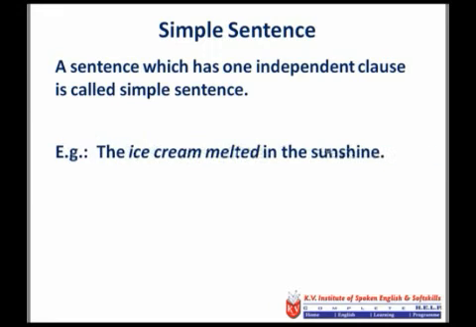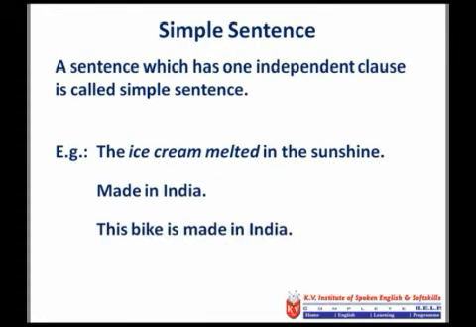Let's see the example. The ice cream melted in the sunshine. In this sentence, the subject is ice cream and the verb is melted. Let's see another example, which is a complete sentence but will not have a verb: made in India. In this sentence, there is no verb. This bike is made in India. This is another sentence which has a verb and it is a complete sentence.